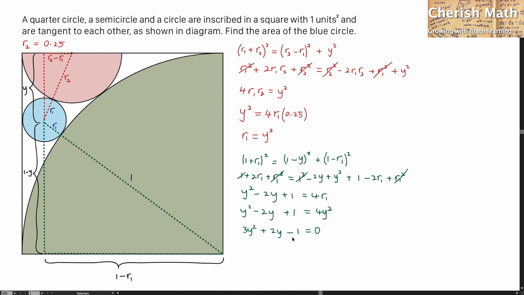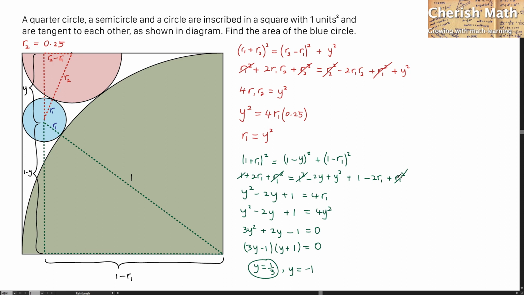Now, I'm going to do factorization on this equation. This is how it goes. The value of y is 1/3 and -1. Since the value of y doesn't exist in negative, the only one that I'm going to pick is 1/3.